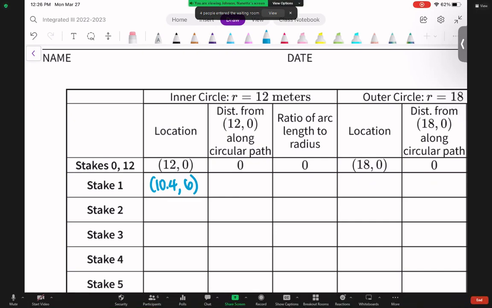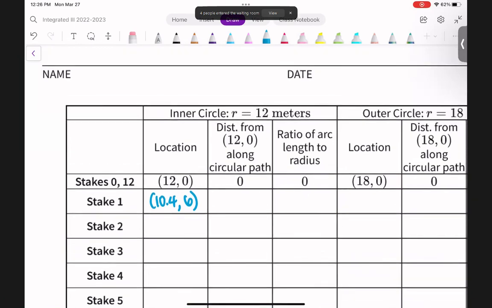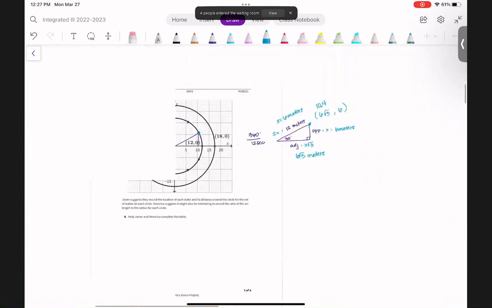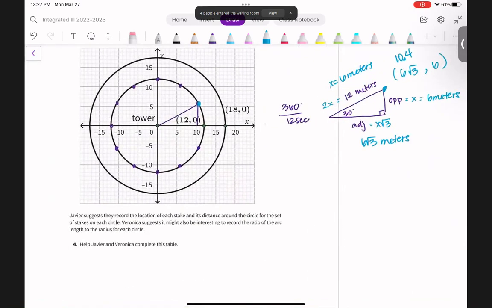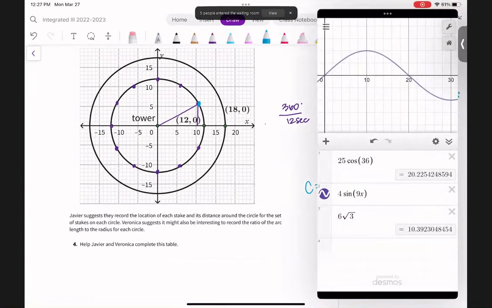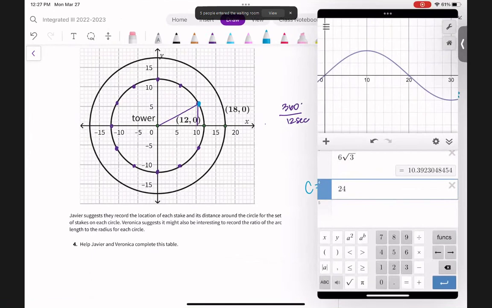Okay. So the distance along the circular path. The way that we're going to calculate this is if we think about the whole circumference of this smaller circle, C equals 2 pi radius, which is 2 pi times 12. The whole thing is 24 pi. So let's calculate that. 24 pi is 75.4.